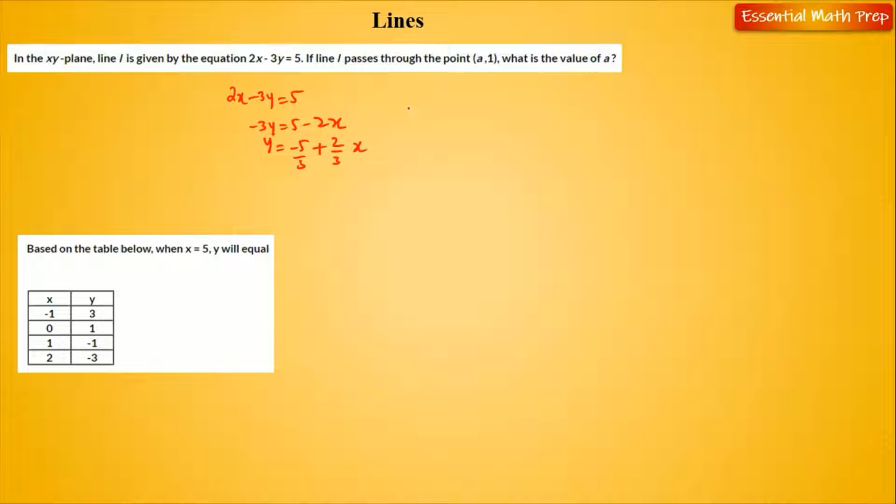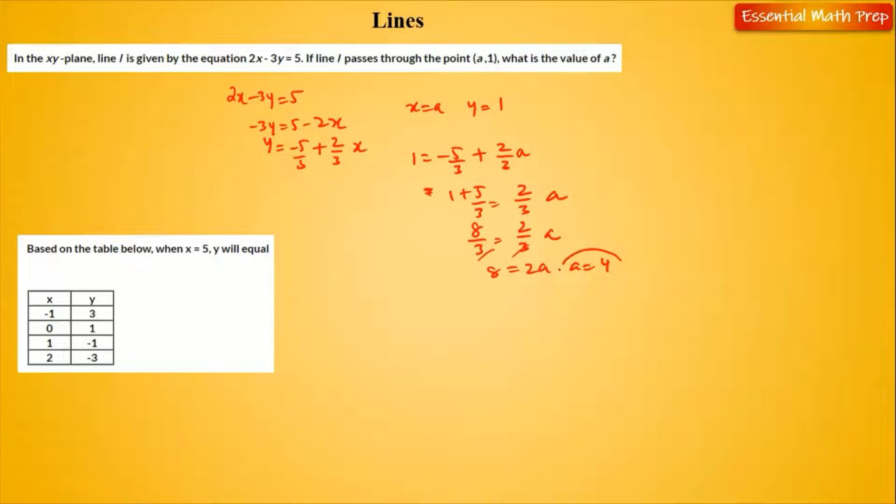If the line passes through points A, 1, what that means is that x is A and y is 1, right? So we substitute 1 equals -5/3 plus 2/3, sorry, x is A. This is 2/3 A. So what we can do is 1 plus 5/3 equals 2/3 A, right? That means 8 over 3 equals 2/3 A. Because these denominators are the same, 8 equals 2A, so A equals 4. Does that make sense? Very easy.